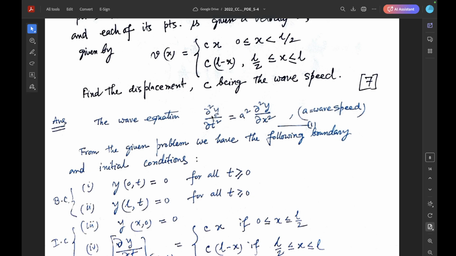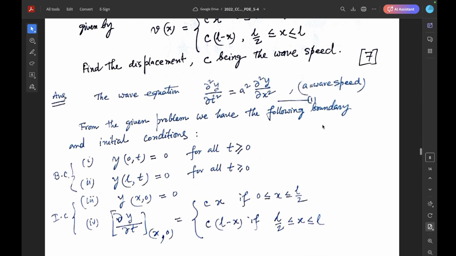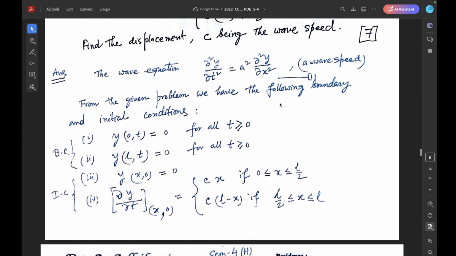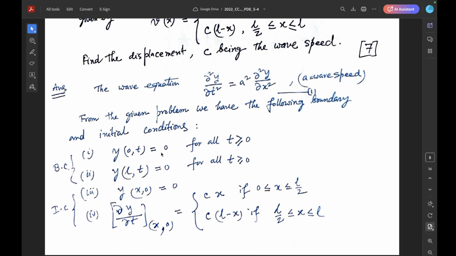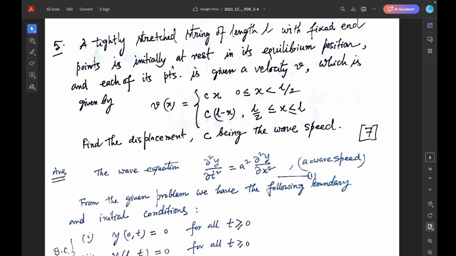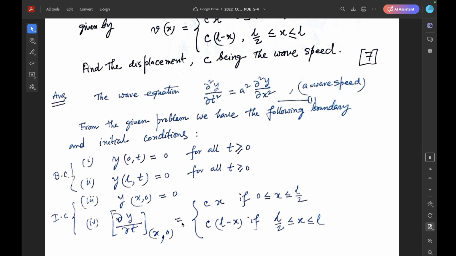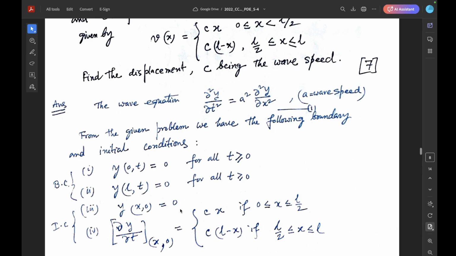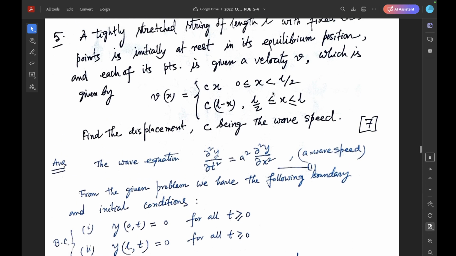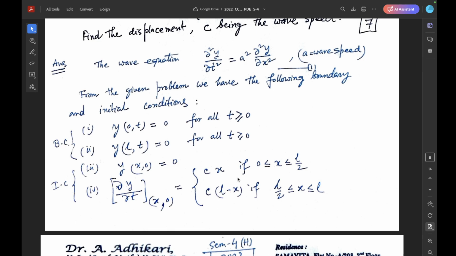Here the wave equation is del 2 u del t square equal to a square del 2 u del x square, where a is the wave speed. From the given problem we have the following boundary and initial conditions. Boundary conditions: y(0,t) equal to 0 for all t greater than or equal to 0, and y(L,t) equal to 0 for all t greater than or equal to 0. Initially the string is at rest in the equilibrium position, and each point is given velocity v, which is the initial condition: at t equal to 0, del y del t equals the given velocity, and y(x,0) equals 0, since the string is initially at rest in the equilibrium position. So we get these boundary conditions and initial conditions.